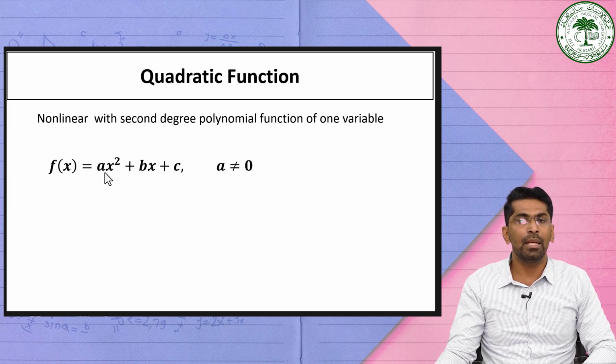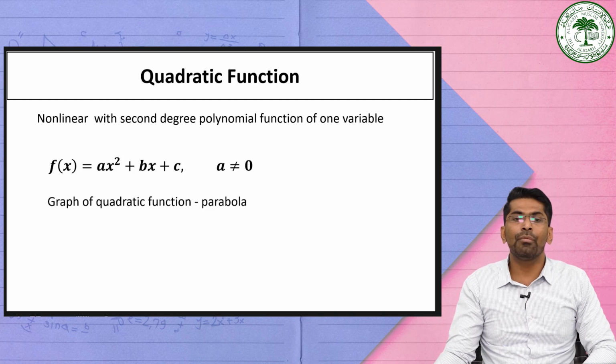That means if a becomes 0, then this entire term will become 0. So the highest power, then what will be remaining? It is 1. This quadratic function will become a linear function. So a is not equal to 0. Here f(x) is the output or the dependent variable, and x is the independent variable, or we can also say that this is an input. a, b, c are the constants, where a is not equal to 0.